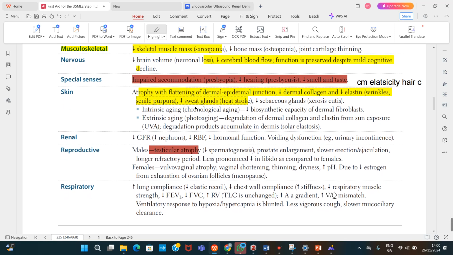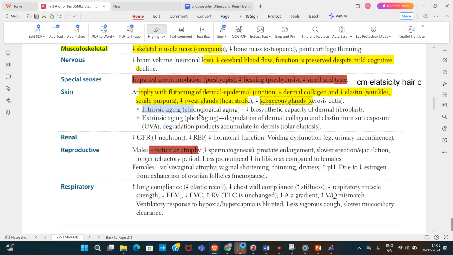So the sweat glands are reduced too, and they can easily develop heat stroke because they find it very difficult to dissipate heat from their body. If there's no sweat gland, there's no way they can cool the skin and dissipate heat. The sebaceous glands also reduce, so they have xerosis cutis, in which their skin becomes very dry.